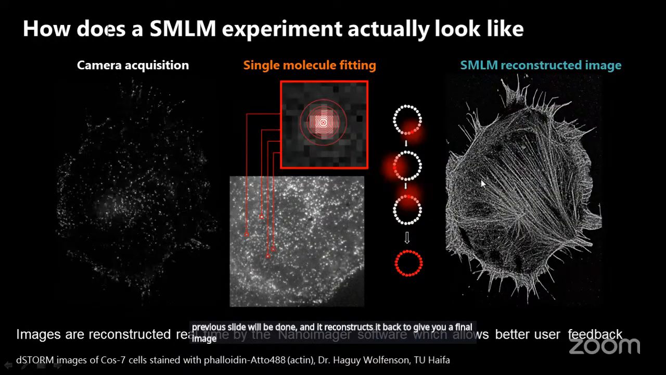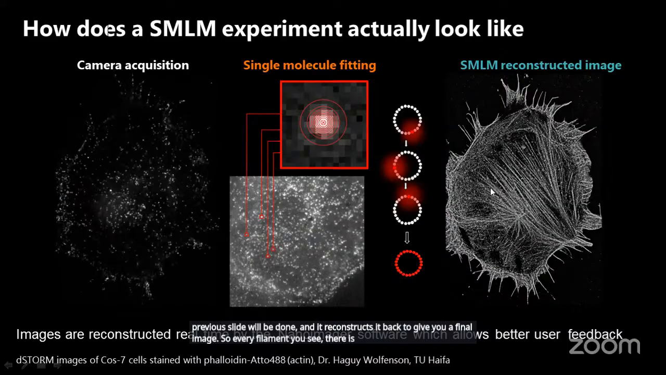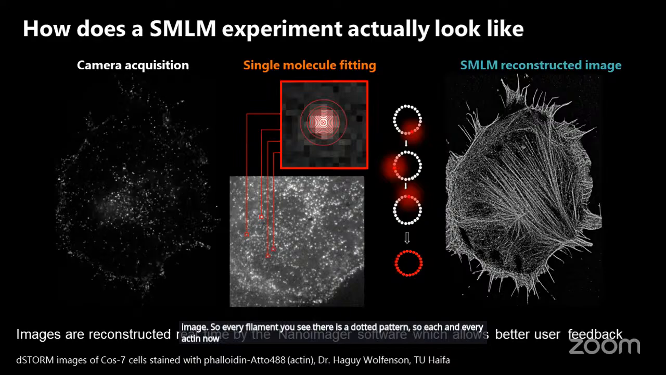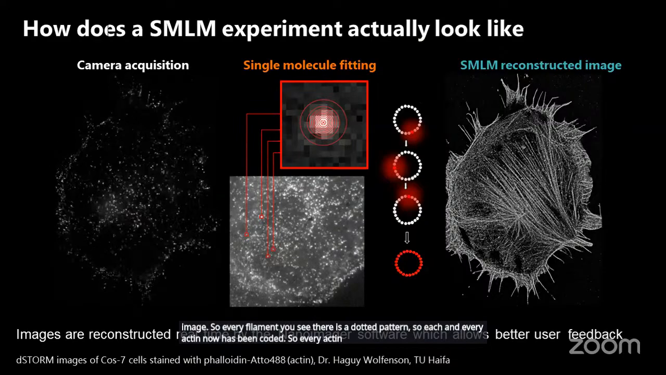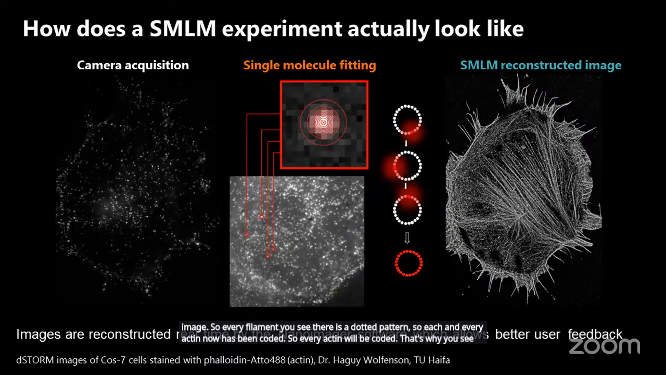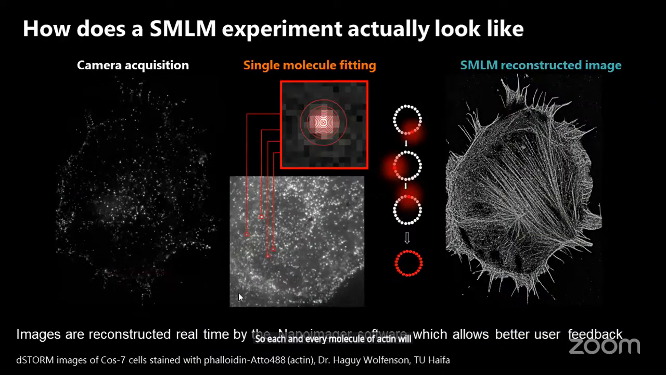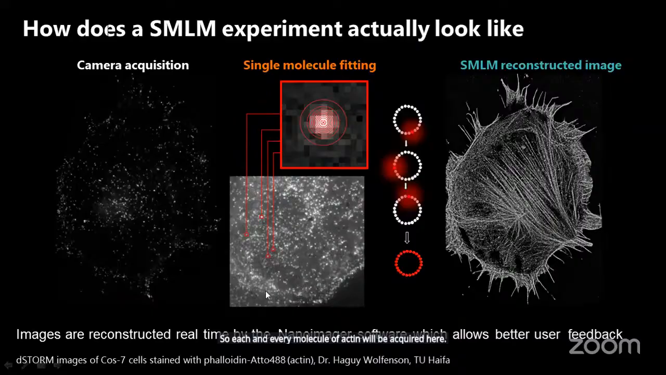So every filament you see, there is a dotted pattern. Each and every actin now is being coded. So every actin will be coded. That's why you see a very dotted pattern there. Each and every molecule of actin will be acquired here. So that's what it does.